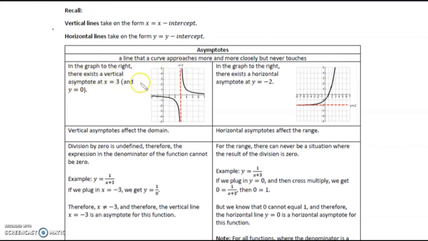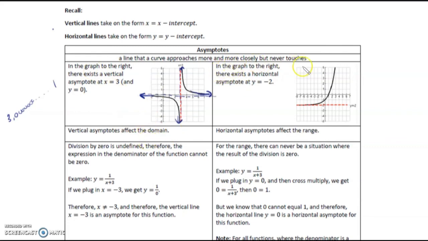In the graph to the right, there exists a vertical asymptote at x equals 3, and this is obviously labeled in red. And there's a horizontal asymptote at y equals 0. So this graph comes closer and closer, both ways to 0 and then up and down to 3, but it never touches it. For example, it could be 3.0000000 all the way out to 1, but it's never actually going to hit 3.